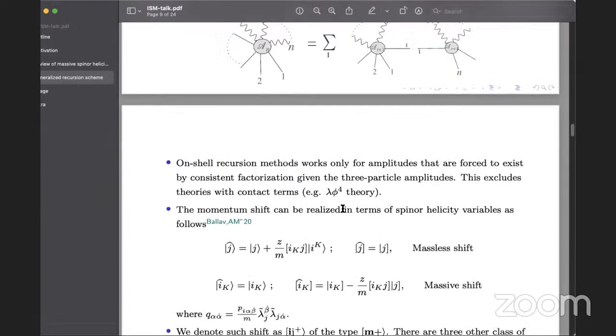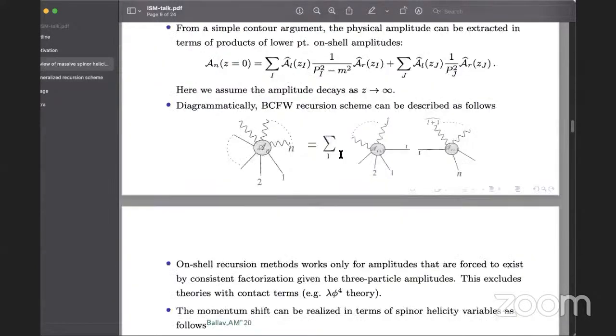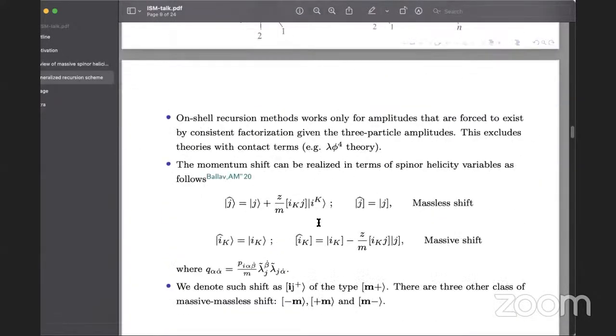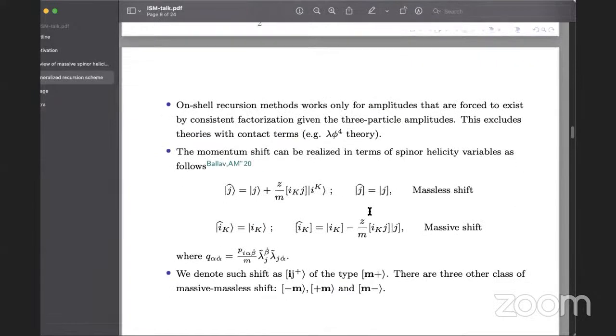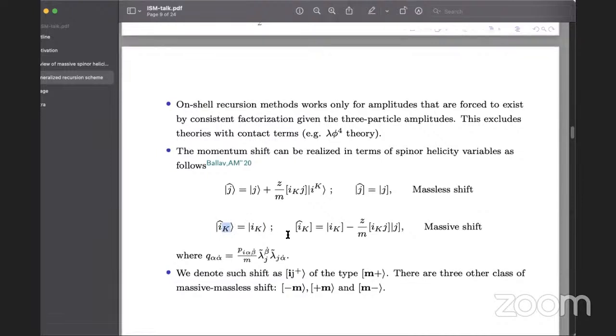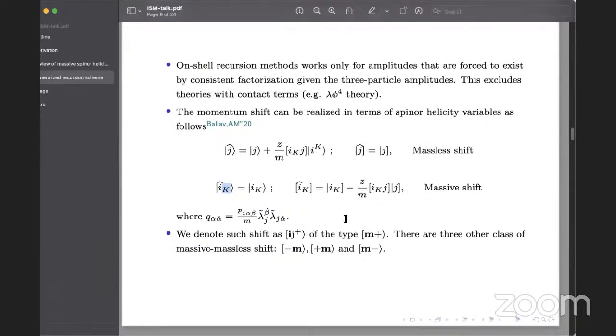So the momentum shift introduced here can be realized in terms of the massive spinor helicity variables in this fashion. One important remark is that these deformations are now covariant under the little group, as the massive spinor helicity variable carries an explicit SU(2) index. Okay, so we denote such a shift as [I J⟩ plus.